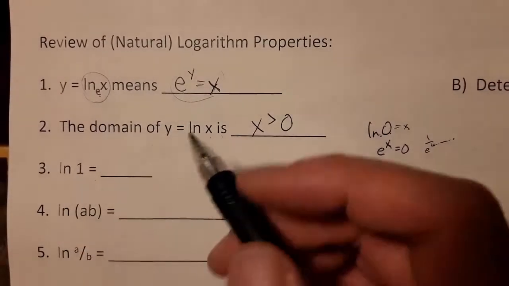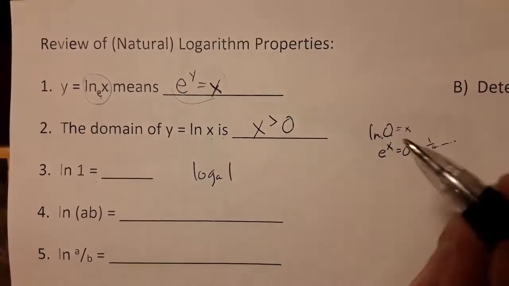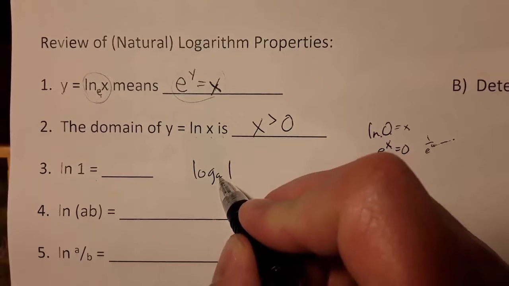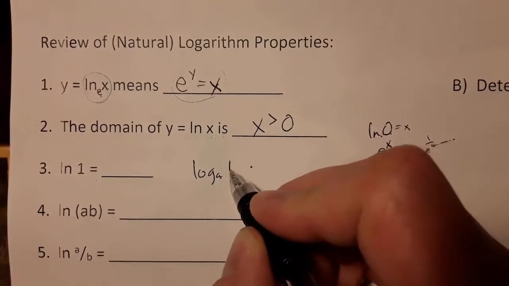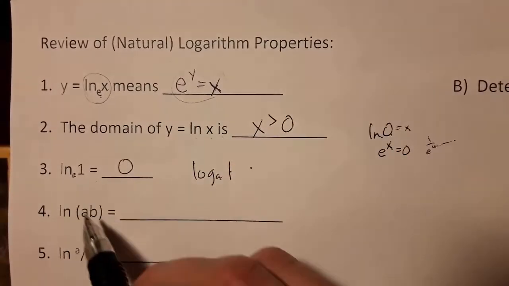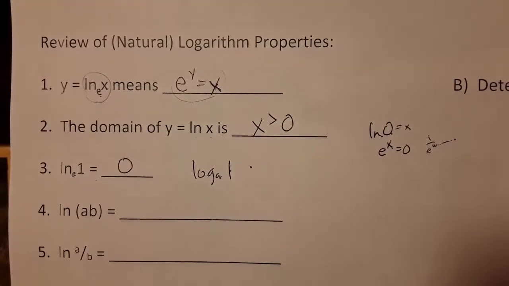Natural log of 1, or quite frankly, any log of 1, doesn't matter what your subscript is. a to the 0 power is going to be 1, or here e to the 0 power is what gives you 1. Anytime you have log anything of 1, you're going to get 0 for a result.